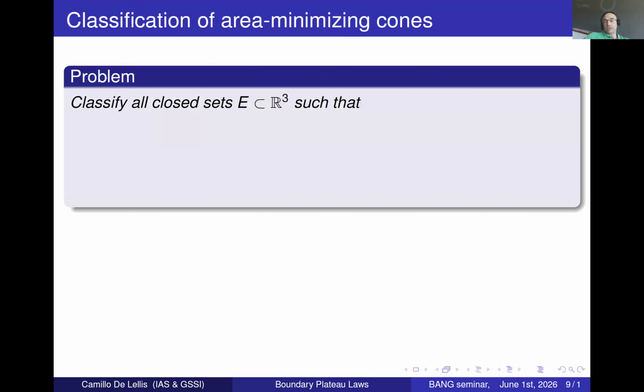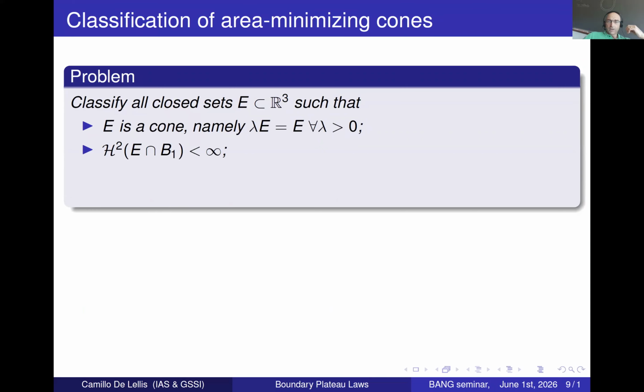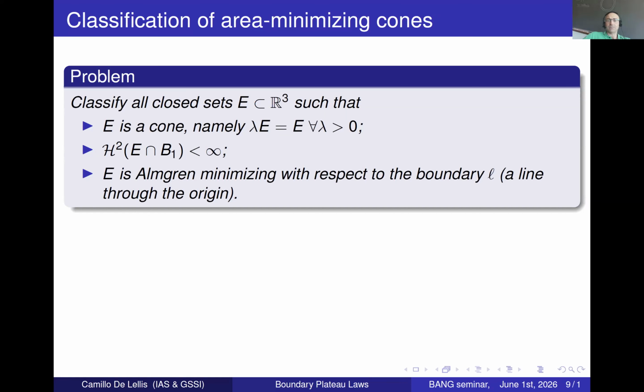And so, the first thing that you want to do if you want to understand what kind of Plateau laws you have at the boundary is to classify all of these possible area minimizing cones with respect to a boundary L. Being a cone means that it will be invariant under rescaling. I will actually assume that it has locally finite area. This is also a consequence of the theorem of Allard. And I will then assume that it is area minimizing with respect to the boundary L, which is a line going through the origin.